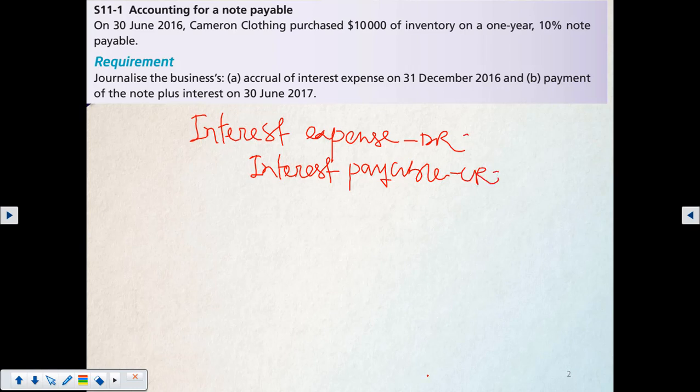What is the amount? 500. Is that correct?